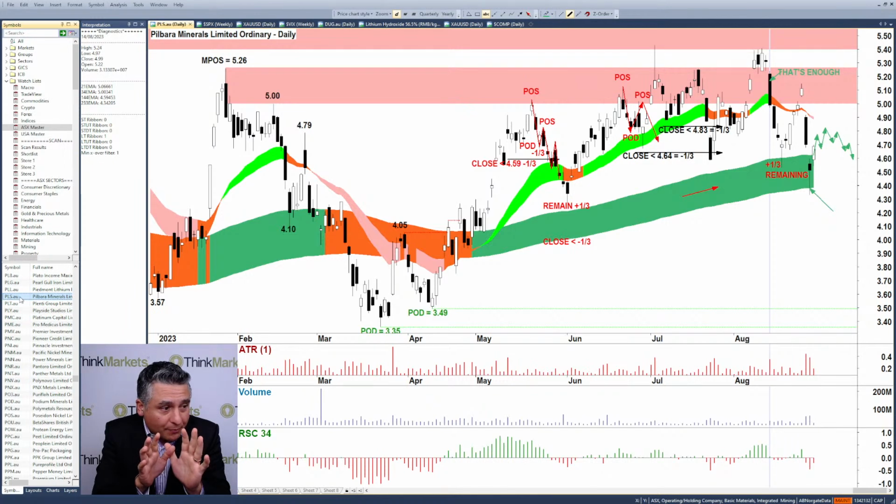I don't hate Pilbara. I don't like Pilbara. I just call it as it is. And that's what I think. There's no reason to be here right now. If it breaks up through 530, 540, then it's killing all of that supply in the market. I'm going to be more interested in it, probably before then.